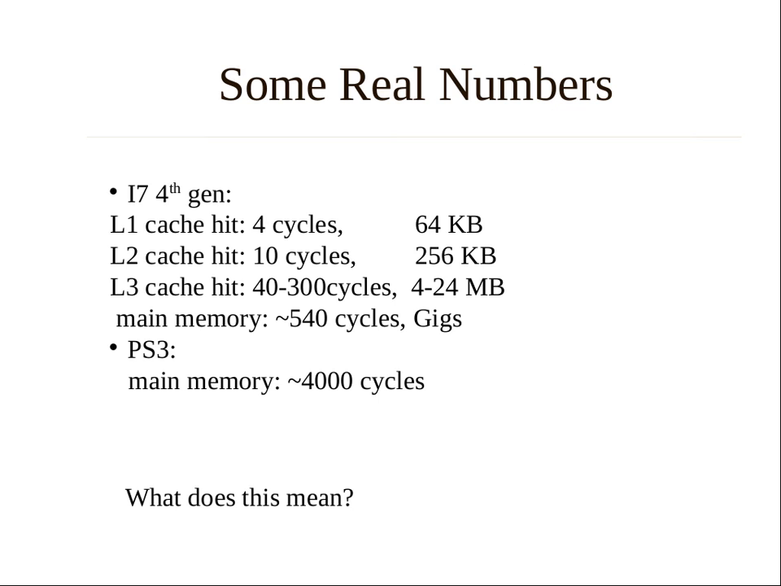But for i7 4th gen, the L1 cache, because you can have different layers of cache, is 4 cycles, and it's 64 kilobytes. 10 cycles for L2, 256. L3 is between 40 and 300, and then main memory is 540 cycles. So it's even worse than beforehand. The PS3, I love this one because it has the weirdest architecture I've ever seen. It would take 4,000 cycles to go to main memory. So what does this mean? Don't use main memory.